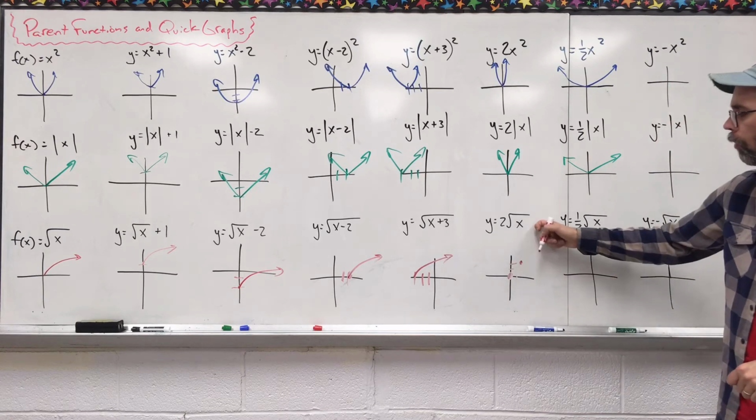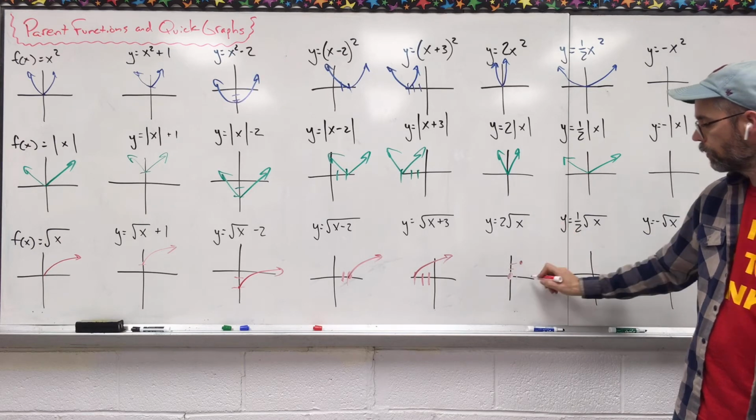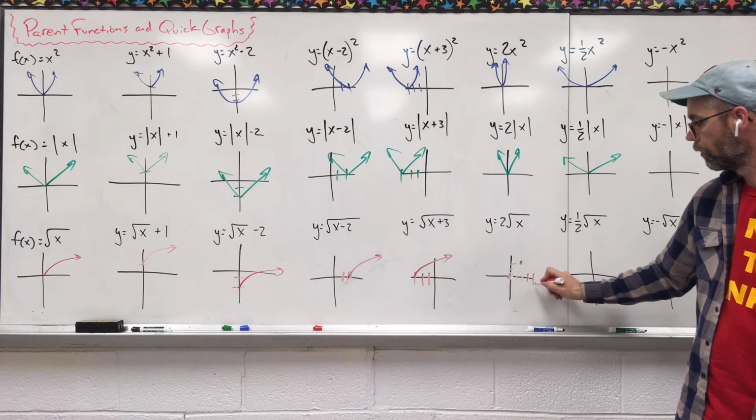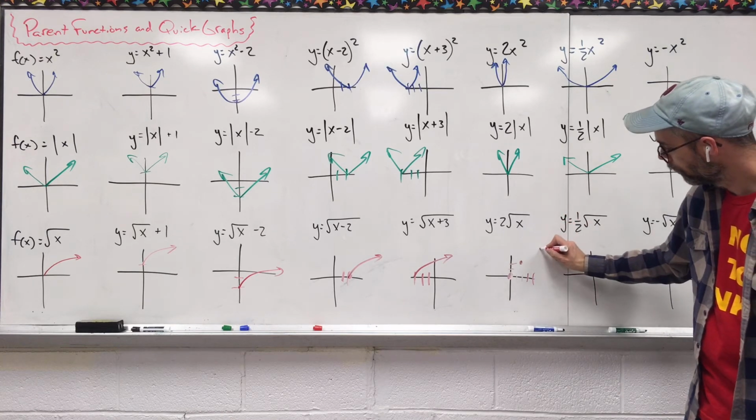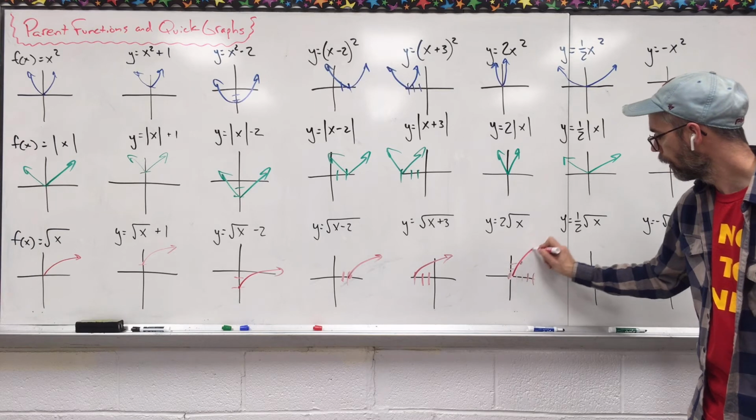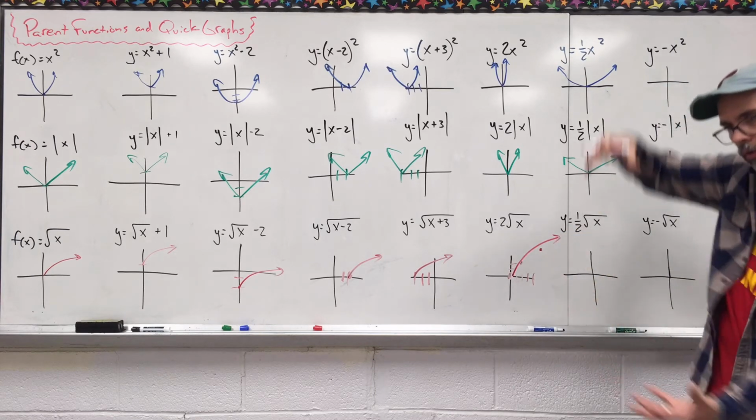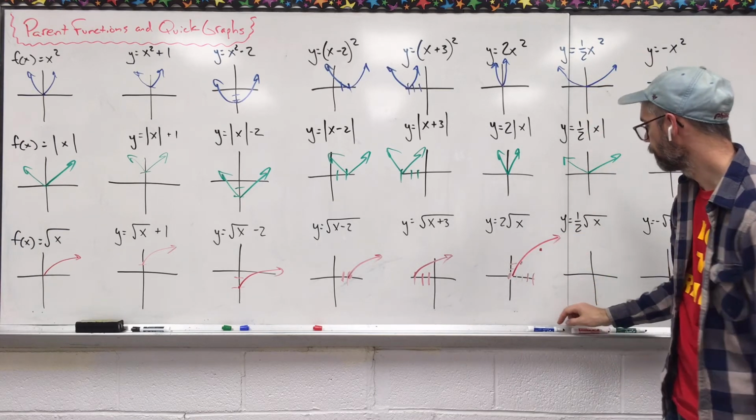How about if I put 4 in? If I put 4 in, square root of 4 is 2. 2 times 2 is 4. So it looks like this is kind of getting a little stretched up a bit.